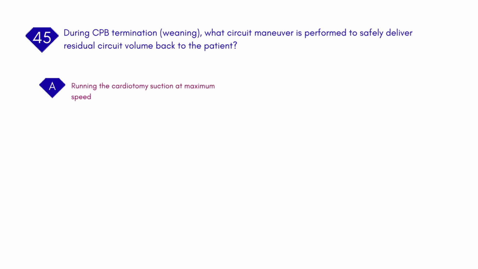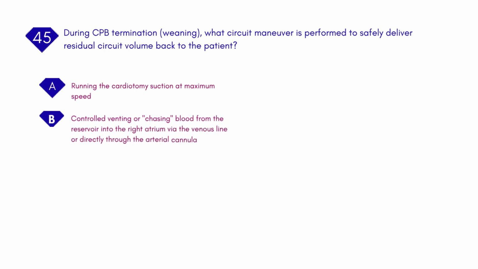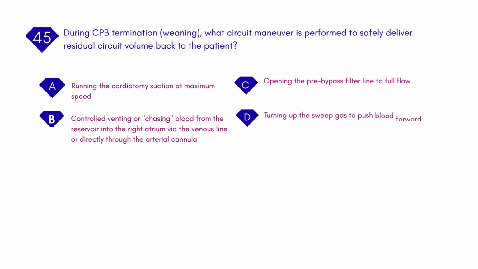During CPB termination, weaning, what circuit maneuver is performed to safely deliver residual circuit volume back to the patient? A. Running the cardiotomy suction at maximum speed. B. Controlled venting or chasing blood from the reservoir into the right atrium via the venous line or directly through the arterial cannula. C. Opening the pre-bypass filter line to full flow. D. Turning up the sweep gas to push blood forward.